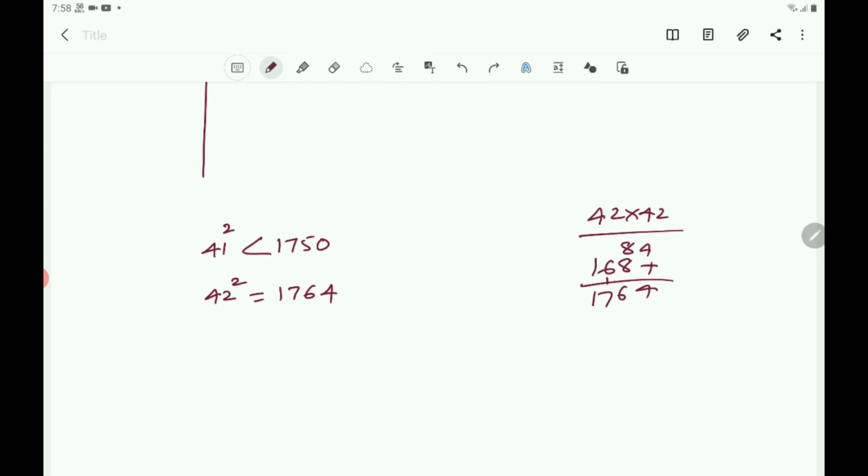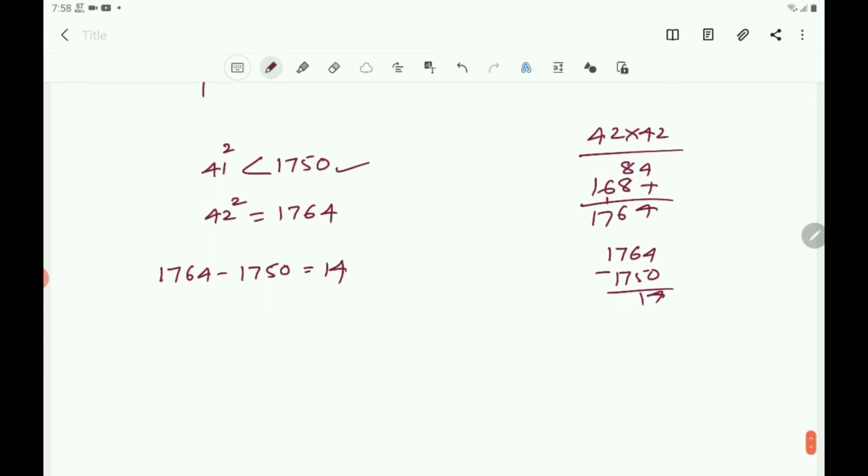To get 1764, what must be added to 1750? So you do 1764 minus 1750, that you know, that is 14. 1764 minus 1750, you will get 14 here.